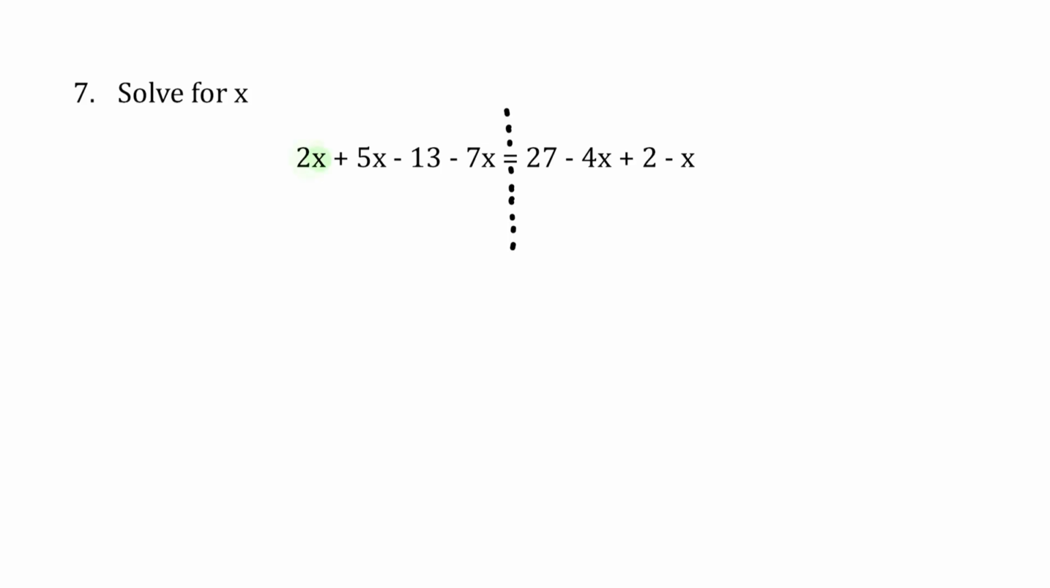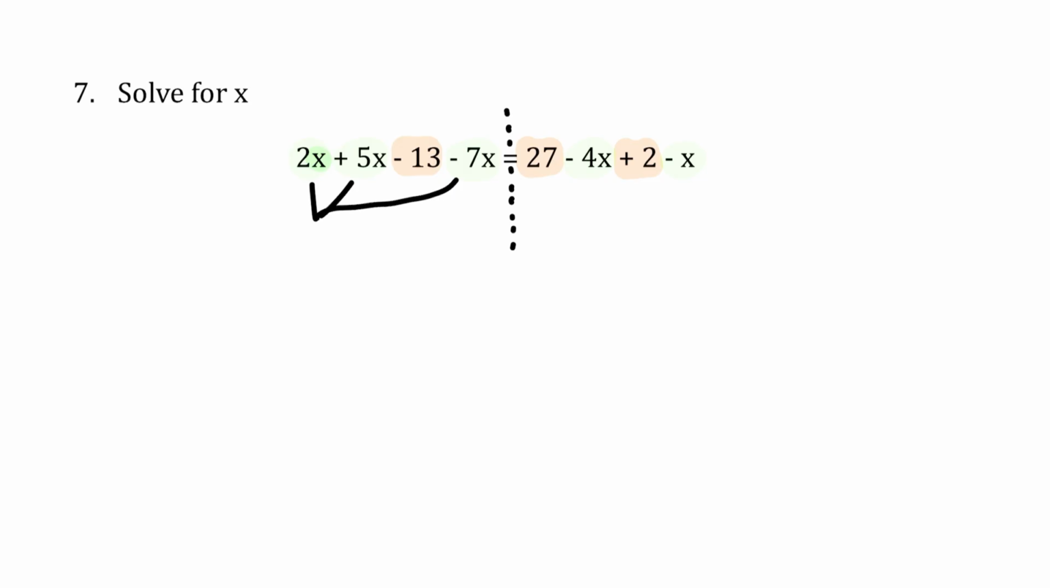Everything with x, I'm going to highlight in green. So we have this 2x, this minus 5x, and this minus 7x. I'll also do it on the other side of the equal sign because we have a minus 4x over here and a minus x. And then for our constants, it looks like we have a negative 13, 27, and a 2. So only on either side of the equal sign do we combine like terms, meaning that this 2x plus 5x minus 7x, those are the ones that we will combine together.